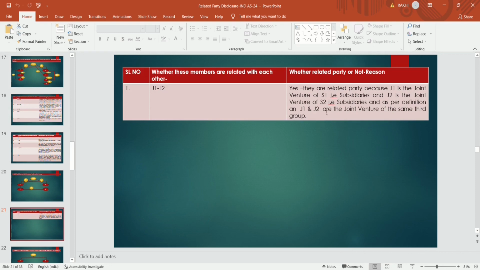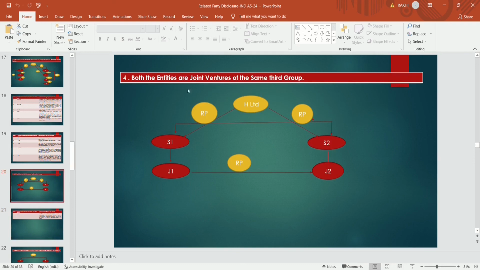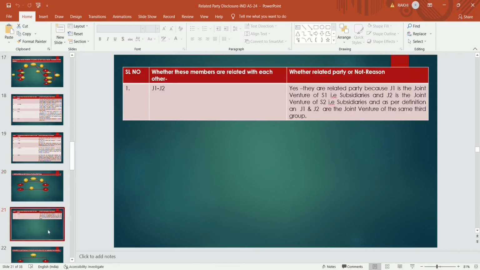As per the definition, J1 and J2 are the joint ventures of the same third group. J1 is the joint venture of subsidiary 1, which is the subsidiary of H Limited, and J2 is also the joint venture of S2, who is the subsidiary of H Limited. Ultimately the parent is same, the group is same, so they are in the same group. If there are two joint ventures and they belong to the same group, then they are related party. So they are related party.